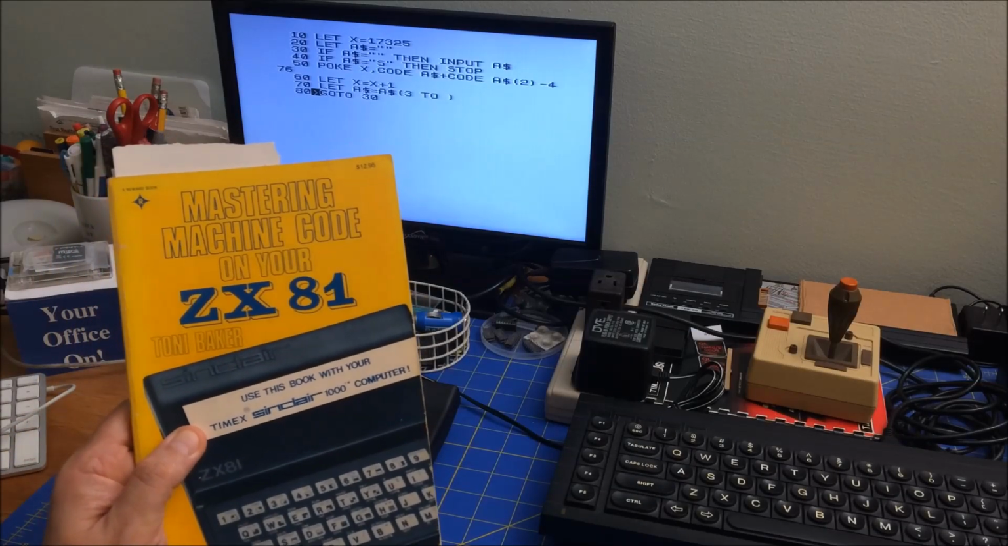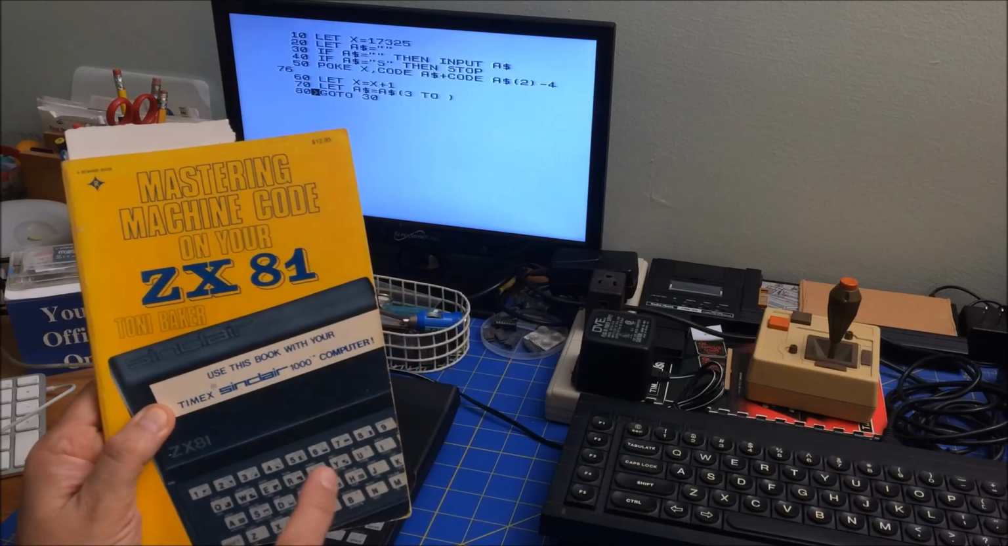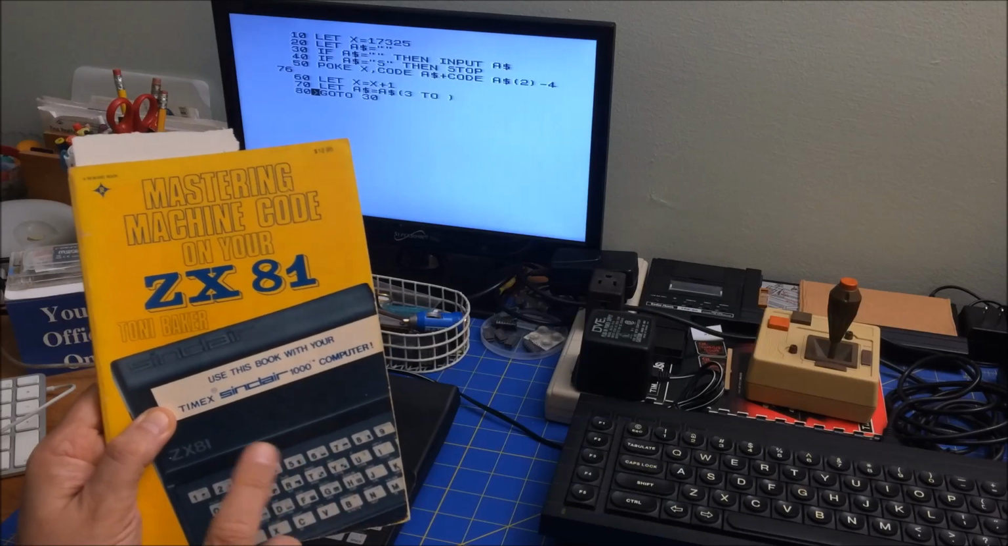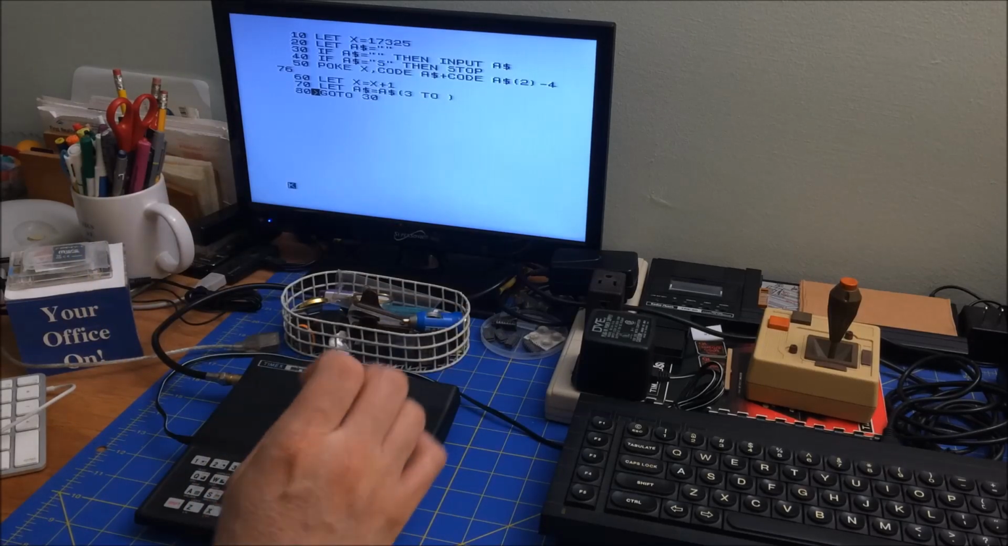It's by Tony Baker. But this kind of changed my life. When I found out there was a second language in the computer, I was like, what? So, yeah, that's what I'm doing on a rainy summer day.